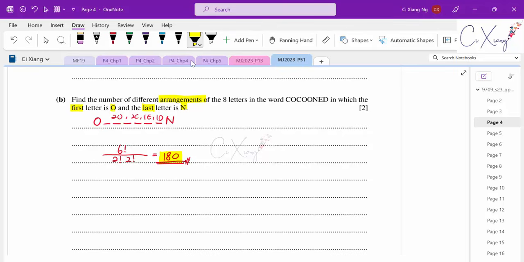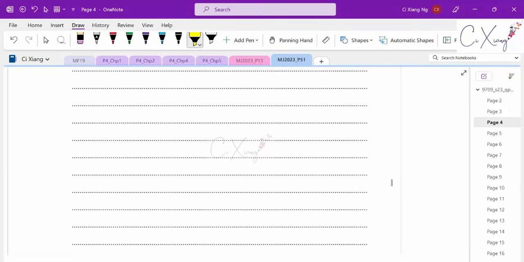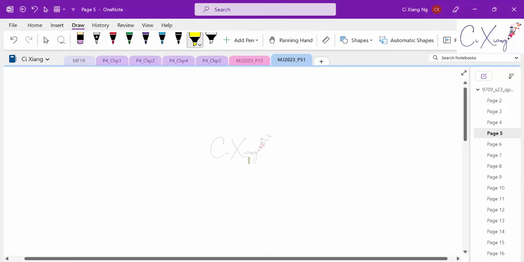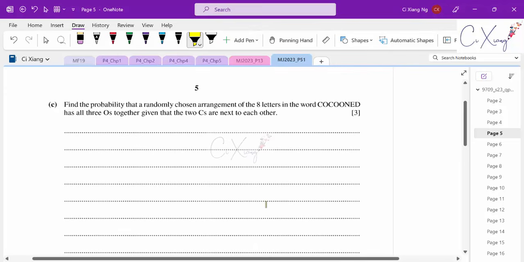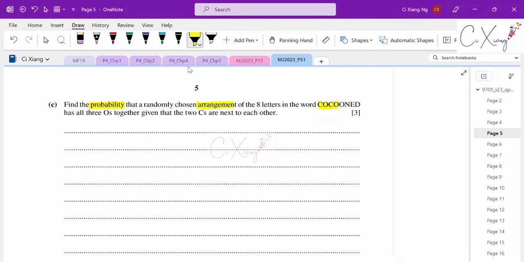Okay, so this is how we arrange it. And now we proceed to part C. For part number C, they want us to find the probability, the word probability, for a randomly chosen arrangement of this word, that it has all the 3 O's together, given that the 2 C's are next to each other. Please highlight the keyword given that.